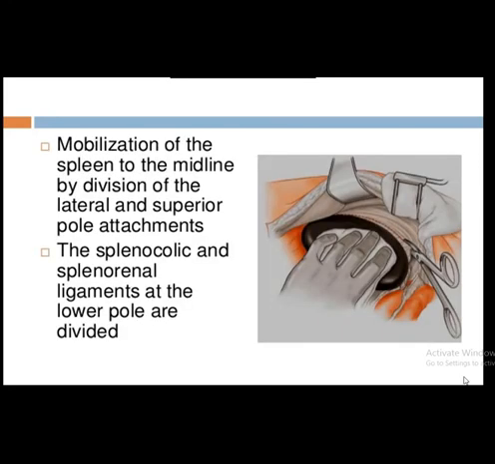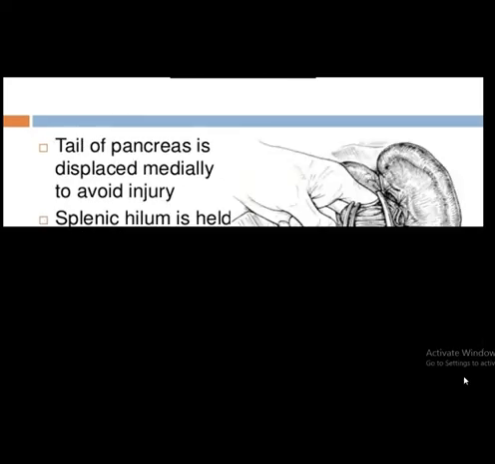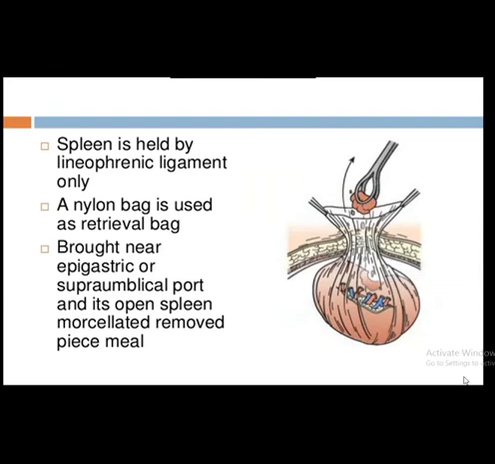In both methods, we have to mobilize the spleen by removing the surrounding ligaments, and that could be done with the help of the laparoscope or by the open method. We can take the spleen in a bag, crush it, and remove it through a nylon bag by the supraumbilical port, and in that way we are able to do it.